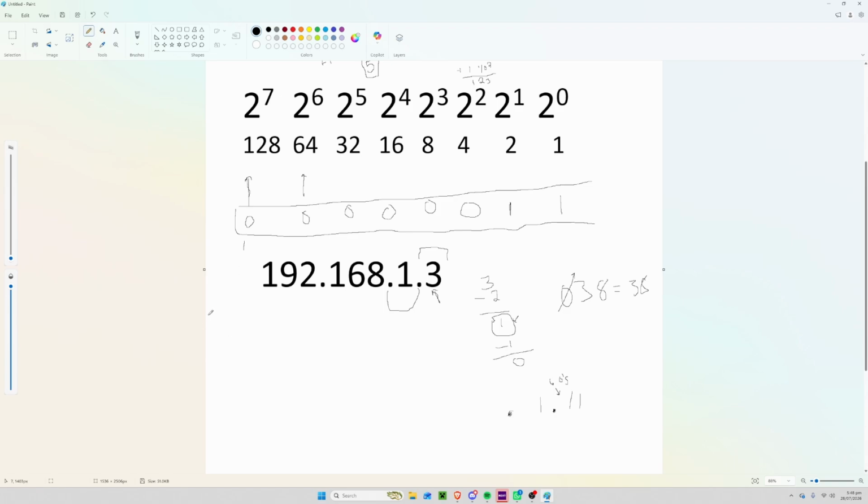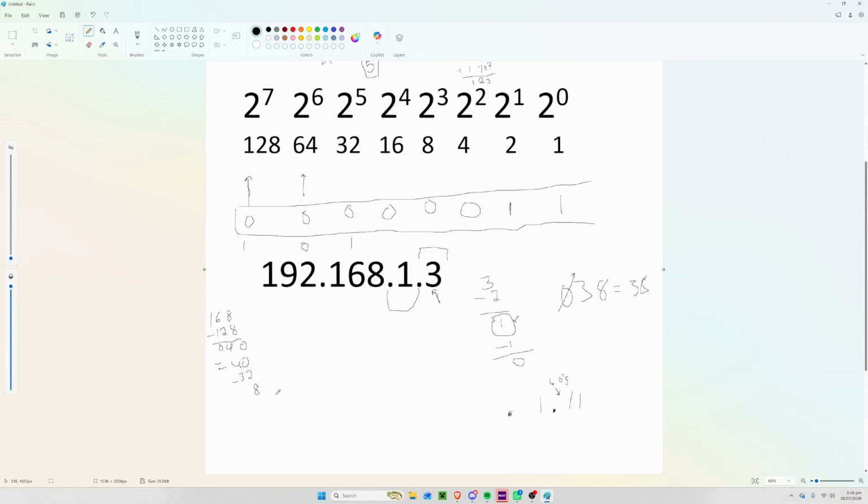Then we take 168 and we subtract 128 from it. We find that this is 0, this is a 4, and then this is 0. So this is equal to 40. Our new number that we're trying to look at is 40. 64 is larger than 40, so it's a 0 here. We then have 2 to the 5th, which is 32. 32 is smaller than 40, so we add a 1 here. We then take 32 and subtract it.